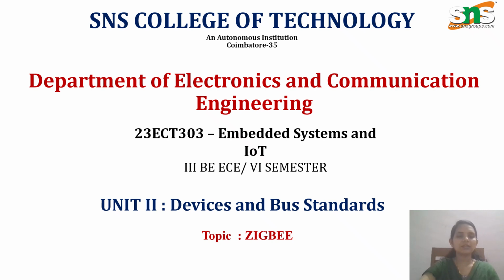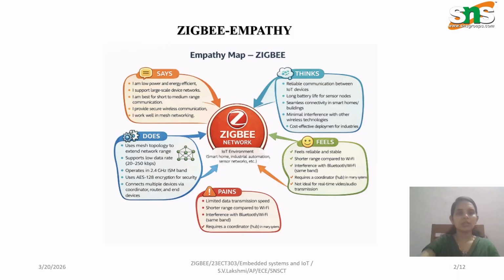So today let us discuss the protocol called ZigBee, a communication protocol. We all know that ZigBee is a low power, low data wireless communication technology, which is mainly used for short range communication in embedded systems and IoT applications. So mainly it is a low power, low data rate wireless communication protocol.